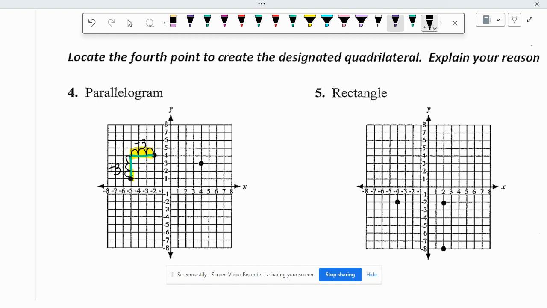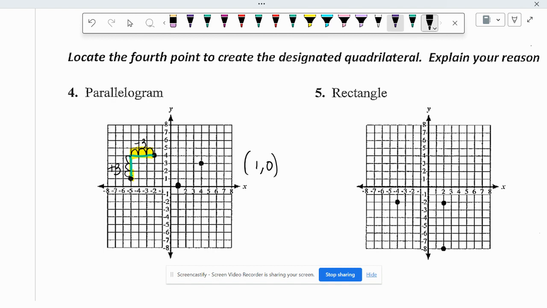So what if I went down 3 and to the left 3? Does that have the same slope? It does. What is that point? What is that ordered pair? That's the ordered pair 1, 0. That's the point that we added.